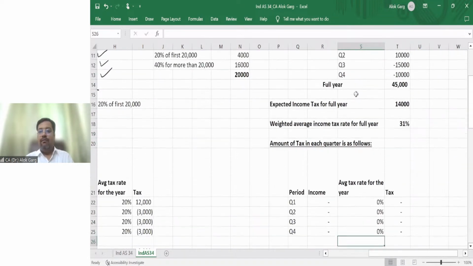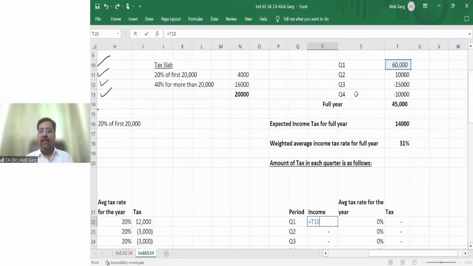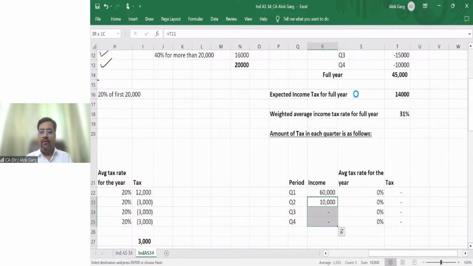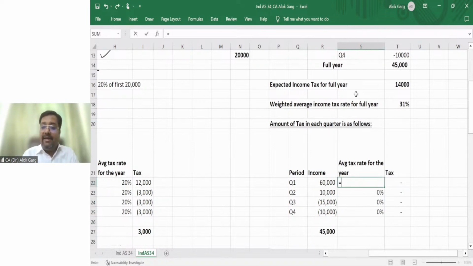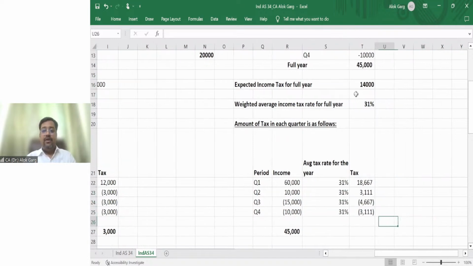Okay. Now what will happen? What is the income in Q1? In Q1, the income was 60,000. In Q2, it is 10,000. In Q3 and Q4, it was 15,000 and 10,000 of losses. What is the total? The total is 45,000. Now, friends, as per this, what could be my tax rate in quarter one, two, three? 31%. What is my tax expense? In quarter one, it should have been 18,067. In Q2, it is 3,111. And in Q3, Q4, it is this one.